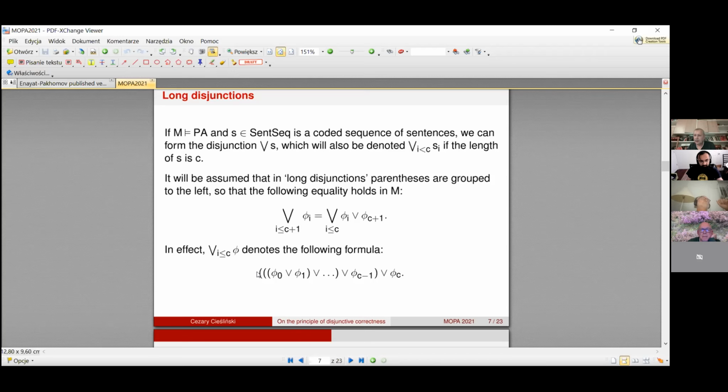So, for example, a typical point was that if such a disjunction is not a true disjunction, then we can infer that phi c, a concrete element of the sequence, is not true, simply by the compositional axiom for disjunction. It might look like we are working with these finite pieces, but this is because of the bracketing.